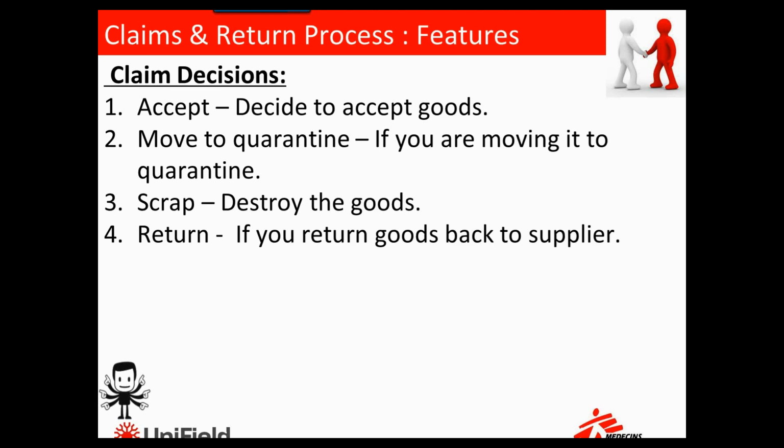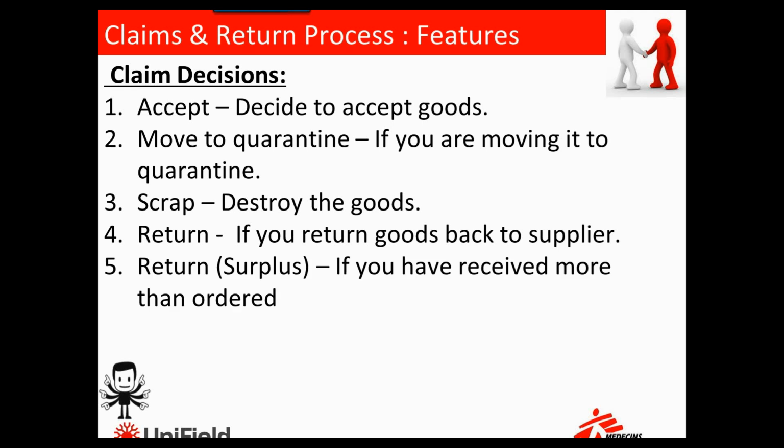The last one, number 4, is return. It can be that you've received items and it's not what you had ordered. You can still say, I want to send it back to the supplier. You can also say, I'm going to send it back, but I'm still expecting you to deliver me the item. So you have an option of requesting a replacement in the claims area. These four were what we had before with version 6.1.